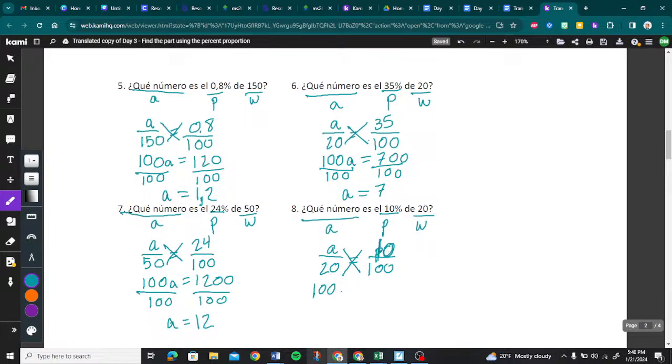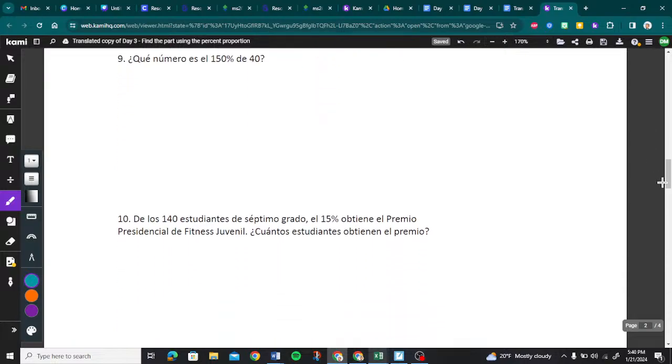Got 100A equals 200. Divide both sides by 100, and A is 2. La part es dos.